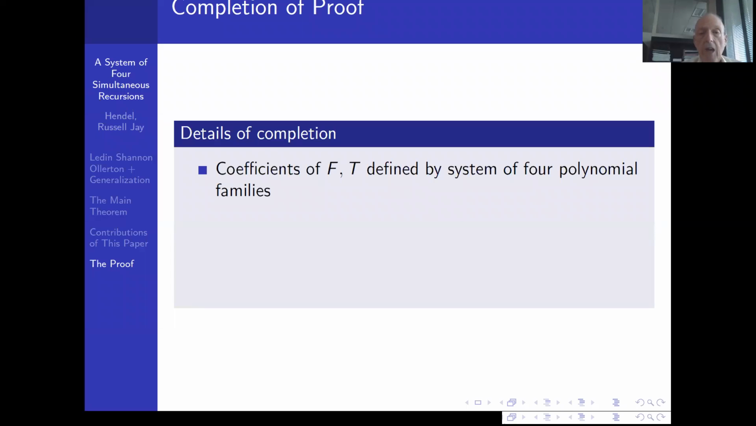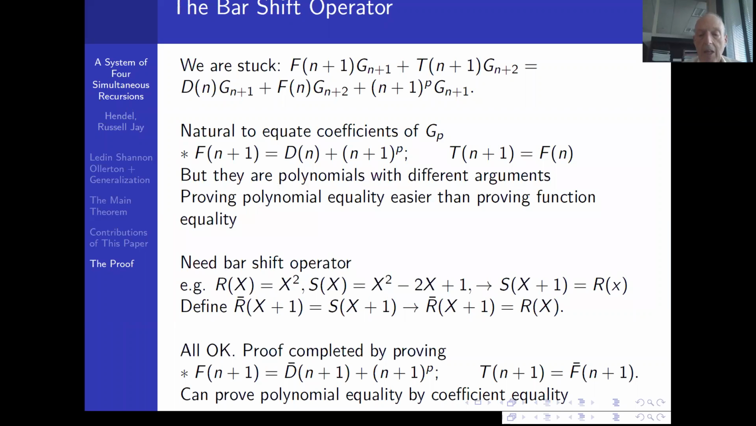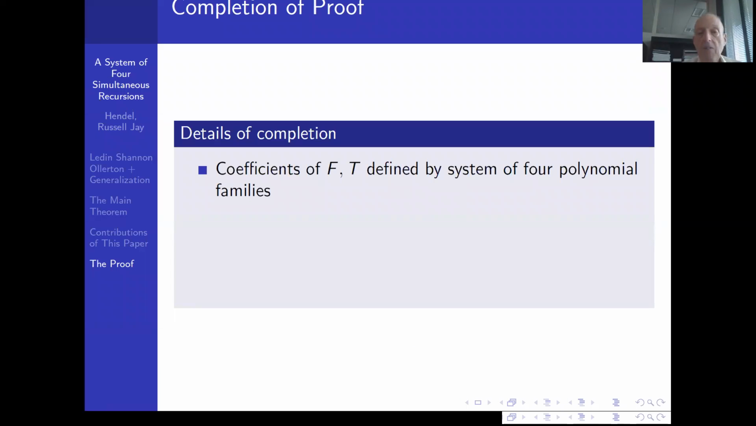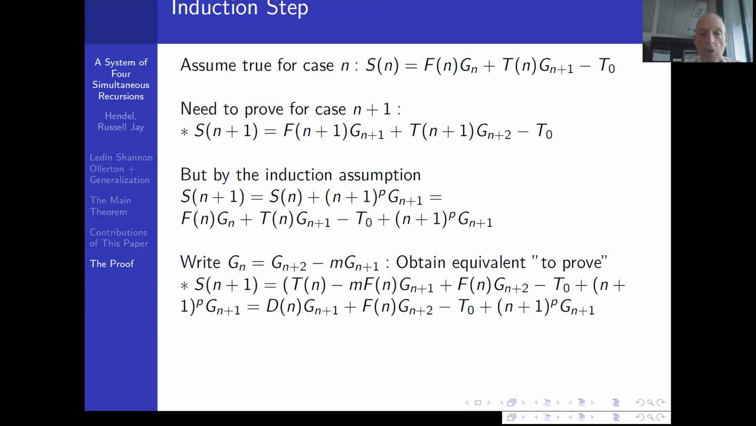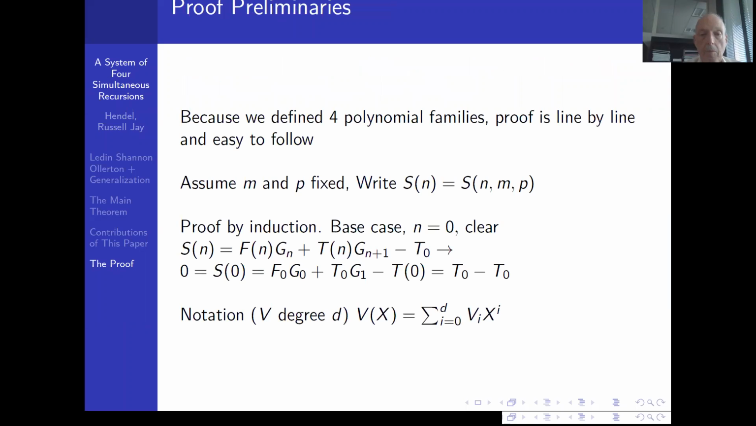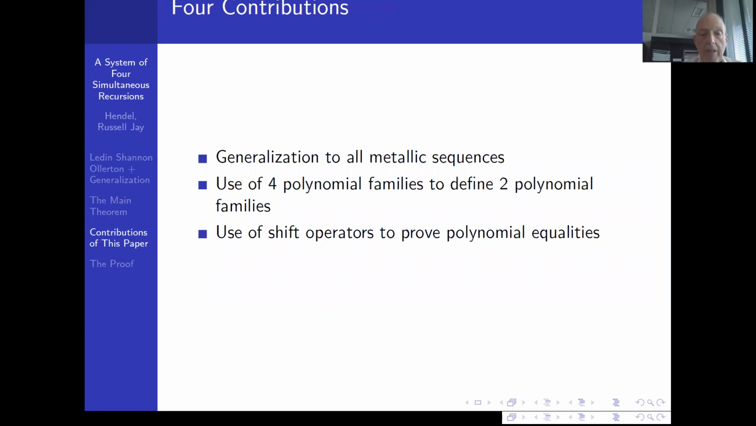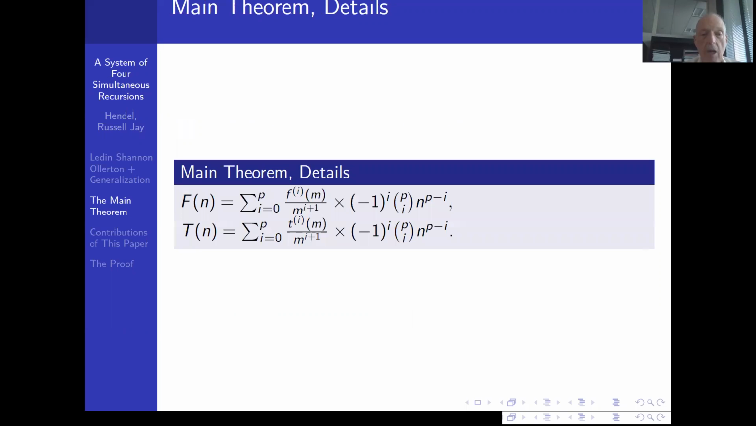The coefficients of, so let's look at this. I have to deal with T, F bar, F, and D bar. The coefficients of F and T are defined by the system of four polynomial families. So let's see if I can go back here and just show that to you. I'm not going to go through the details. It's a little bit hard when you're doing slides. F_n and T_n are defined in terms of F_i and T_i. There are some binomial coefficients and oscillating signs, but that is the coefficient of F_n.